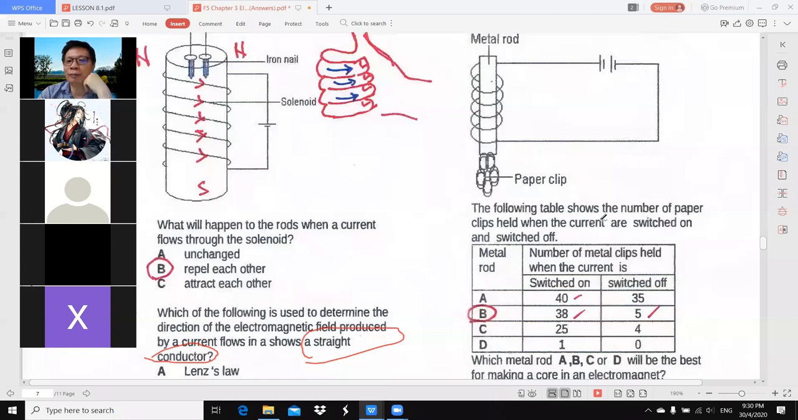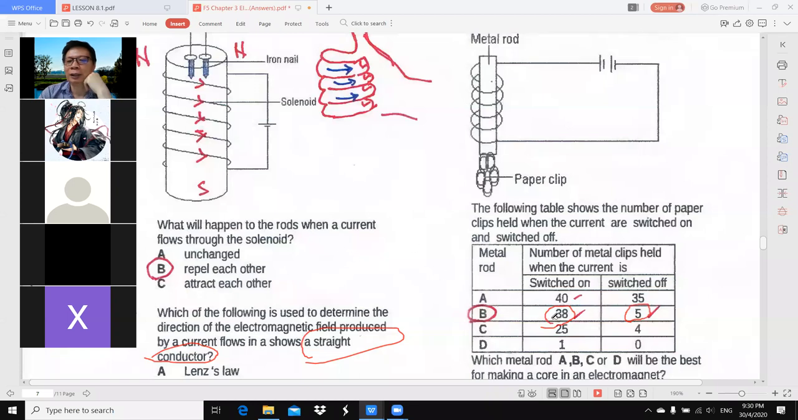Then when you switch off the current, the magnetism is supposed to disappear. That one is good, no more magnet. No more magnet means it shouldn't attract any more paper clips. So the best is this one. You switch on the current, a lot of paper clips are attracted; when you switch off the current, only a few paper clips are attracted. This is a good electromagnet.